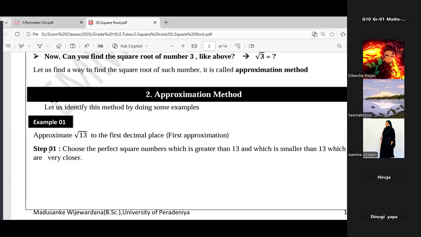So please write this. Step number 1. Choose the perfect square numbers. Write down it fast. Which is greater than 13 and which is smaller than 13, which are very close.